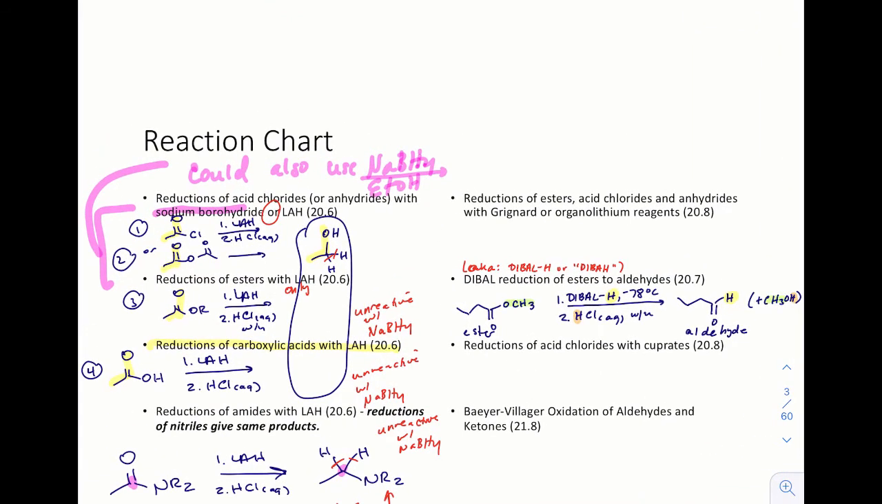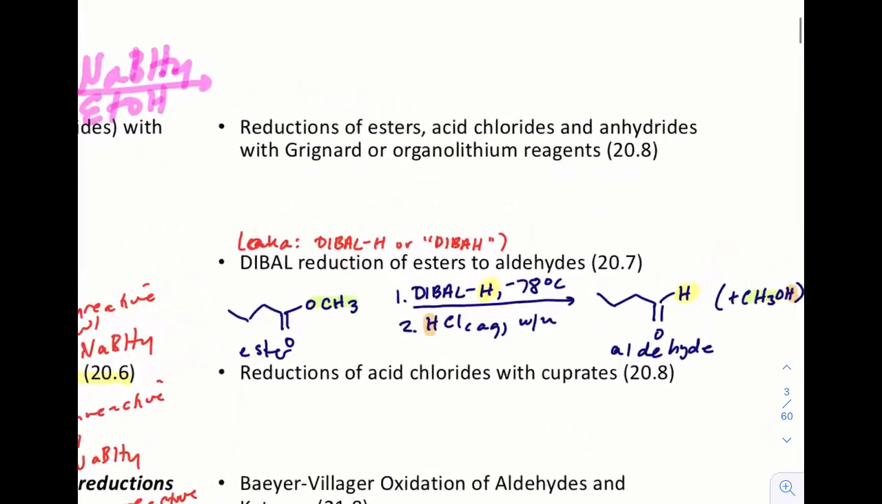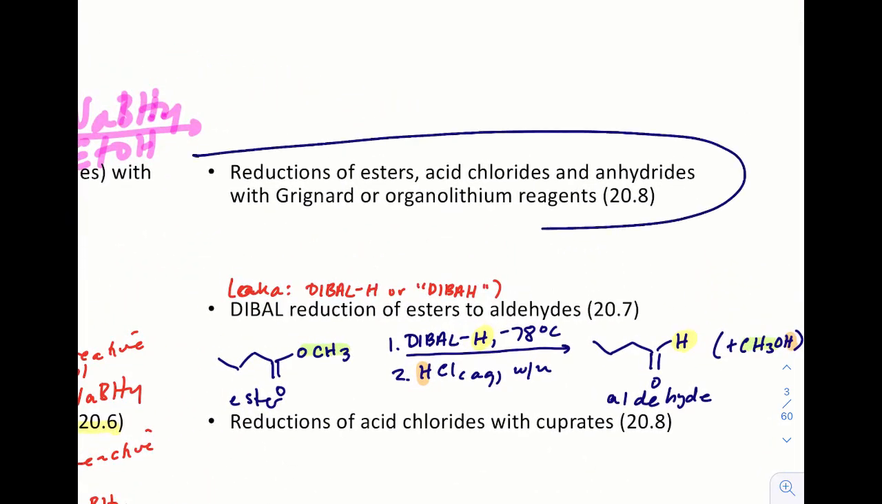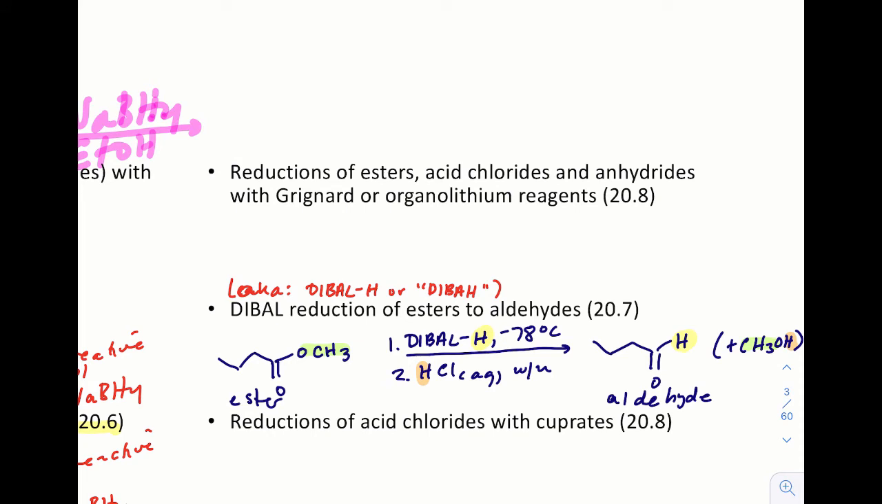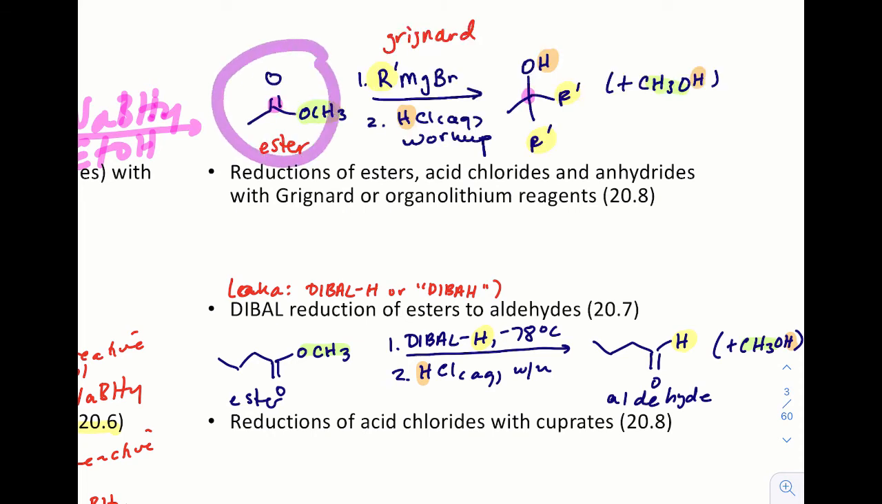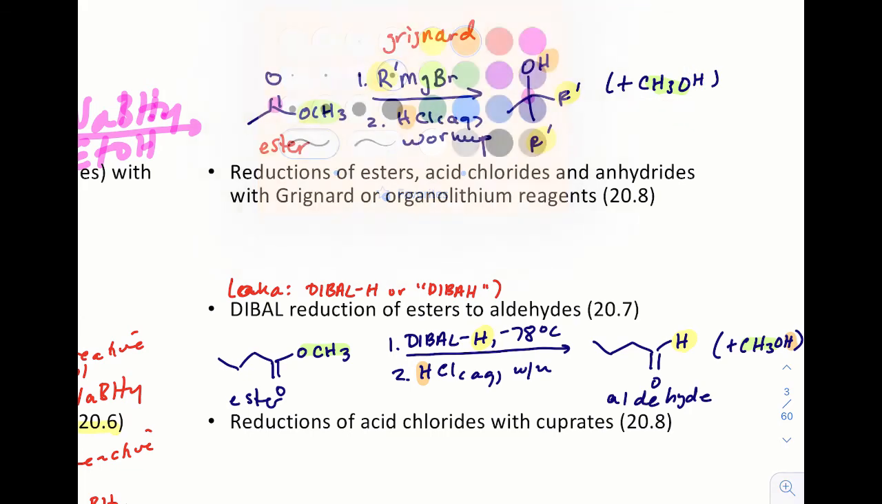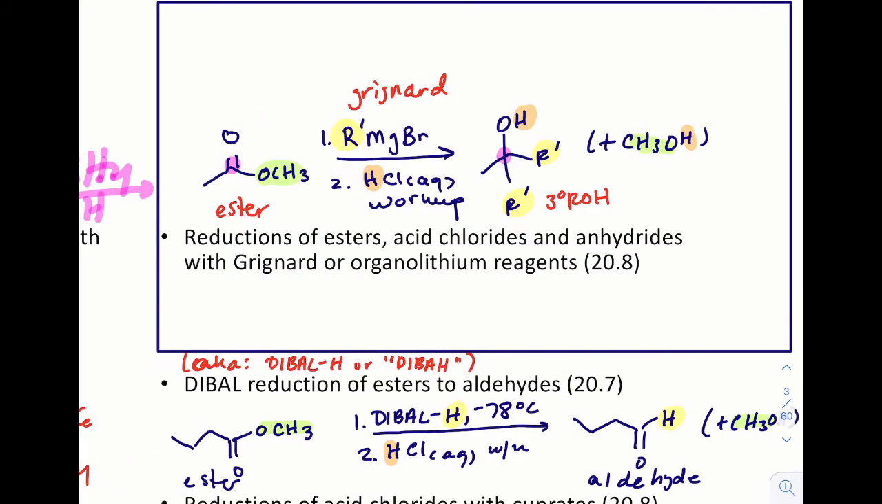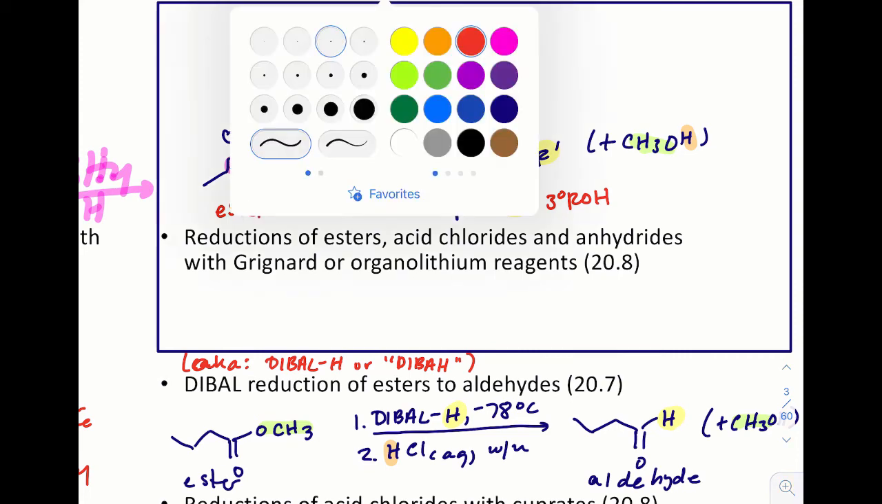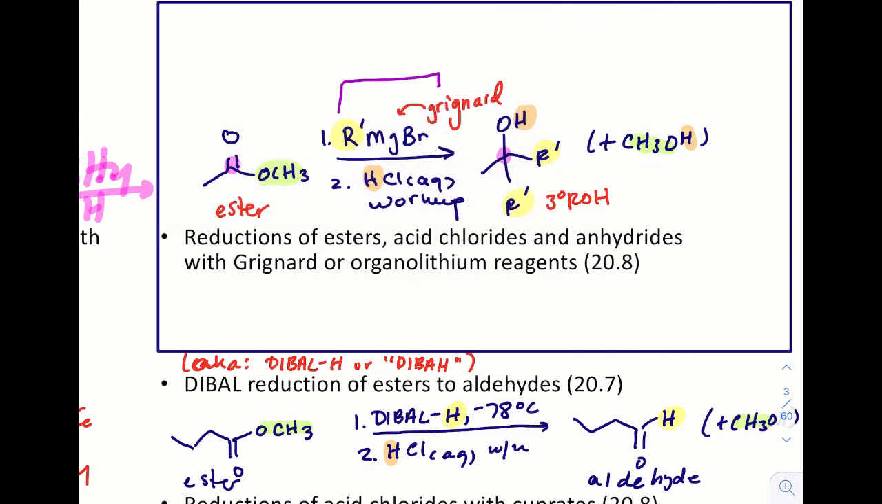We'll add this reaction to the reaction chart we have been building together. So it says reductions of esters, etc. So let's put the ester. Treatment of an ester with excess Grignard reagent followed by an acidic aqueous workup generates a tertiary alcohol and whatever the alkoxy group was from the initial ester, which often is treated as a byproduct and separated from the desired organic product. This transformation works when esters are treated with Grignard reagents or organolithium reagents.